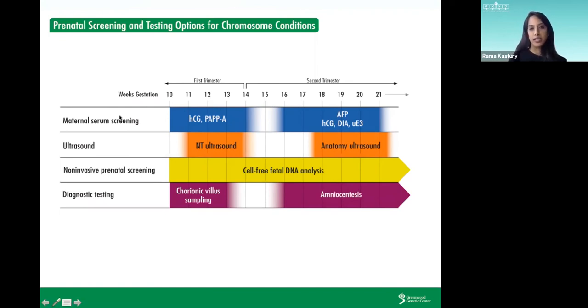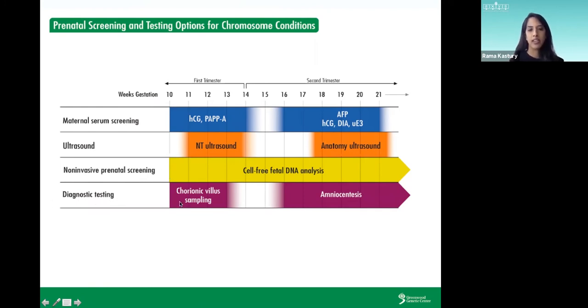So this just summarizes the maternal serum screening that we talked about, that first trimester screen, the second trimester quad screen, and ultrasound. So the nuchal translucency is only done in this early gestational time period. Later on, we are doing an ultrasound around 20 weeks. We have non-invasive prenatal screening, which is NIPS or NIPT, cell-free DNA, which can be done at any time during the pregnancy, as long as it's after 10 weeks. So that's kind of the hard stop. We always do it only after 10 weeks.